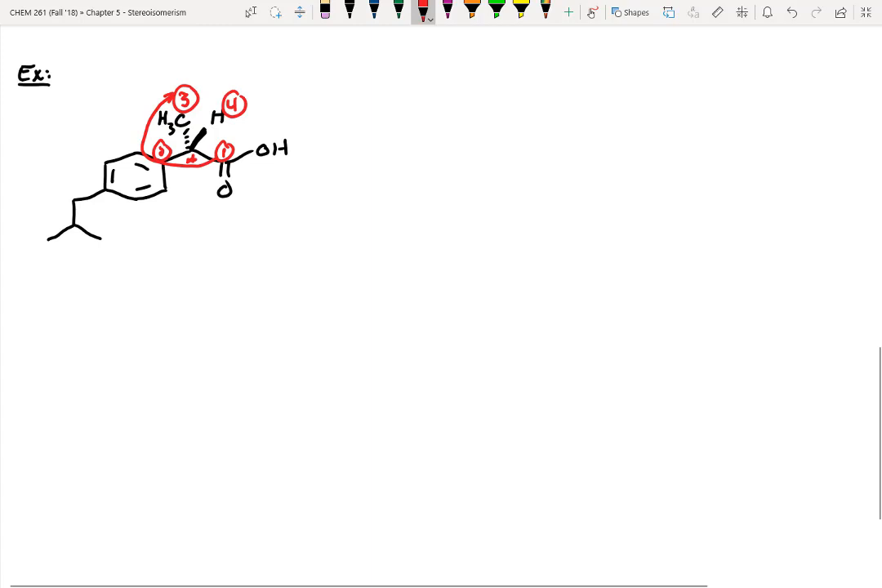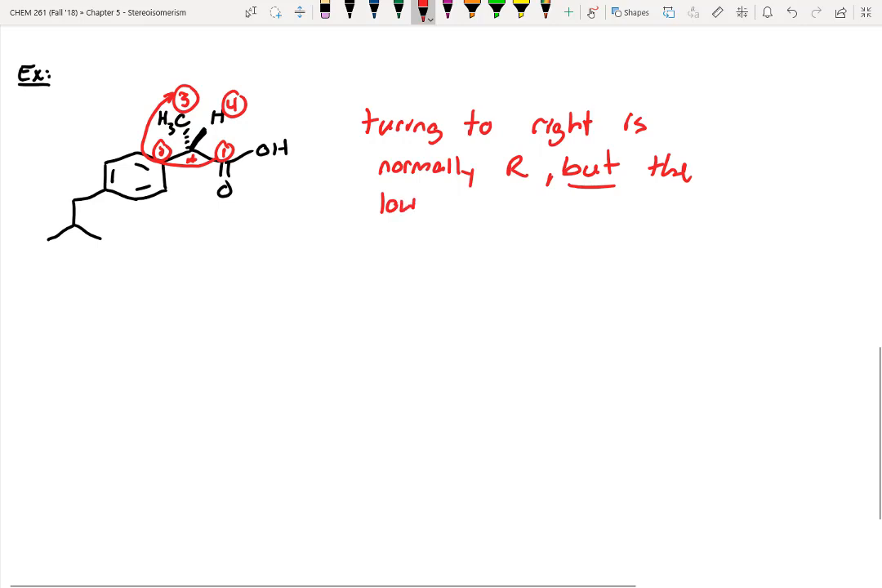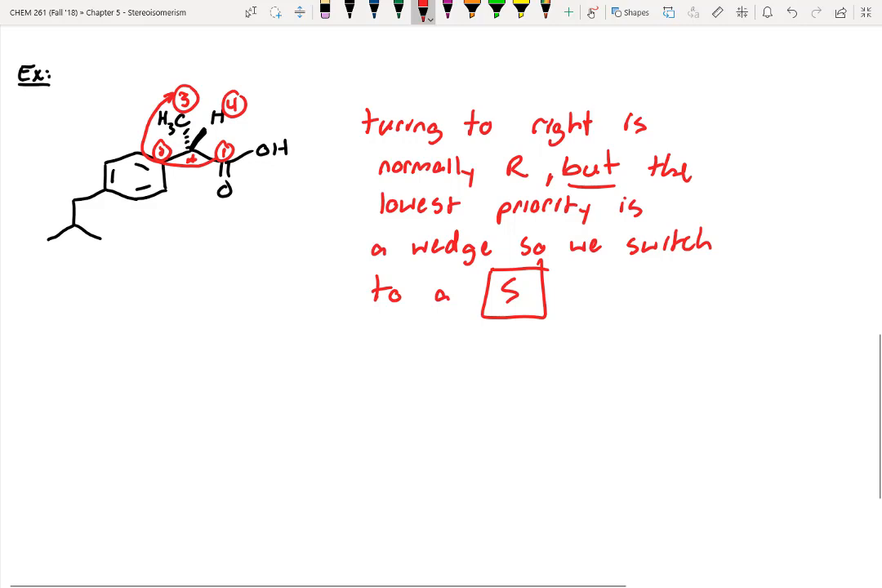Is it automatically going to be R? Why not? Yeah, because the lowest priority is a wedge, we need to flip it. So we'd say turn to right. To the right is normally R. But the lowest priority is a wedge. So we switch it to an S. So that would be the correct conformation for that stereocenter. Does that make sense? All right, let's do a harder one.